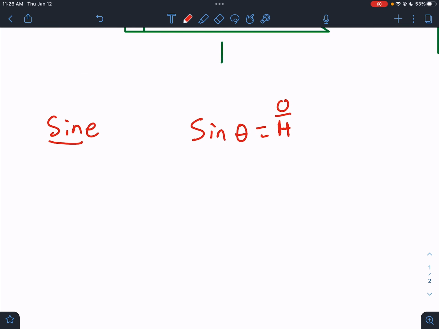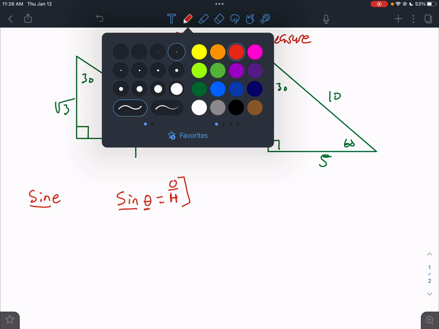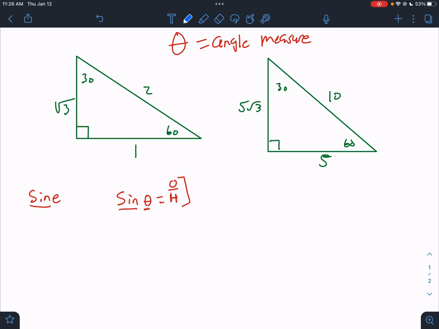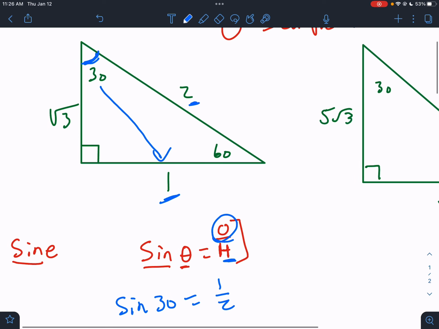So what we're saying is that the sine of some angle measurement is always defined as the opposite divided by the hypotenuse. And what that means is if I were to take the sine of 30 degrees, the sine of 30 degrees equals 1 divided by 2. Let's break that down. So here's my 30-degree angle. The opposite side from 30 is my 1. The hypotenuse of this triangle is 2. This is opposite and hypotenuse.